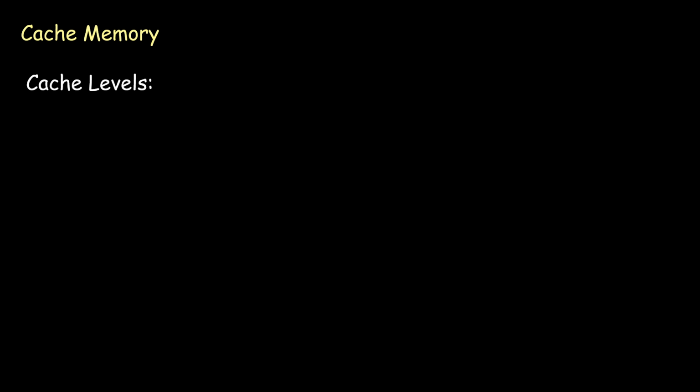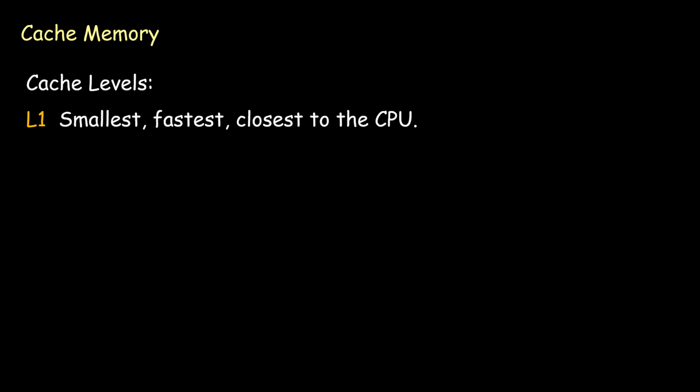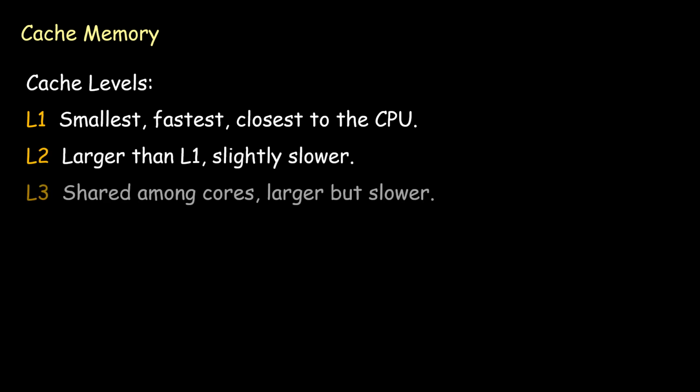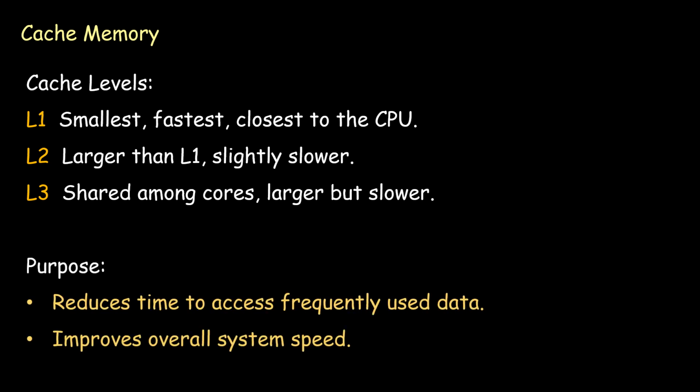Cache memory is essential for performance. It stores frequently accessed data closer to the CPU, which reduces delays. There are three levels: L1 is the fastest and the smallest one, L2 is larger but slower, and L3 is shared across cores, offering even more capacity. The purpose of the cache memory is to reduce the time to access frequently used data and improve the overall system speed.